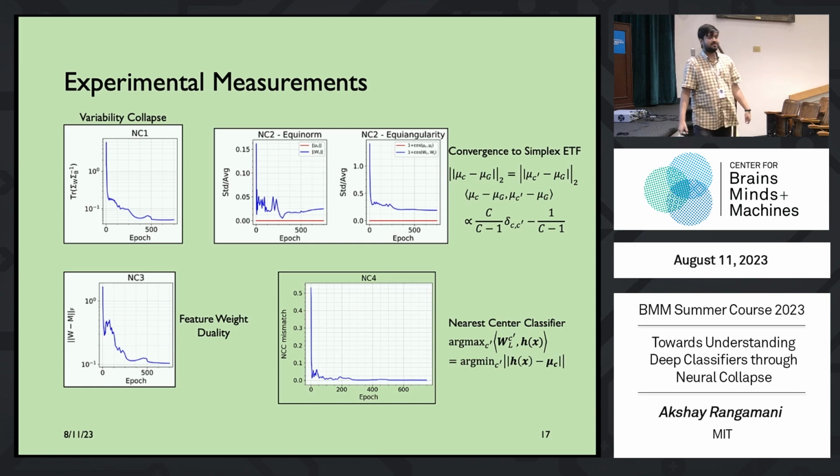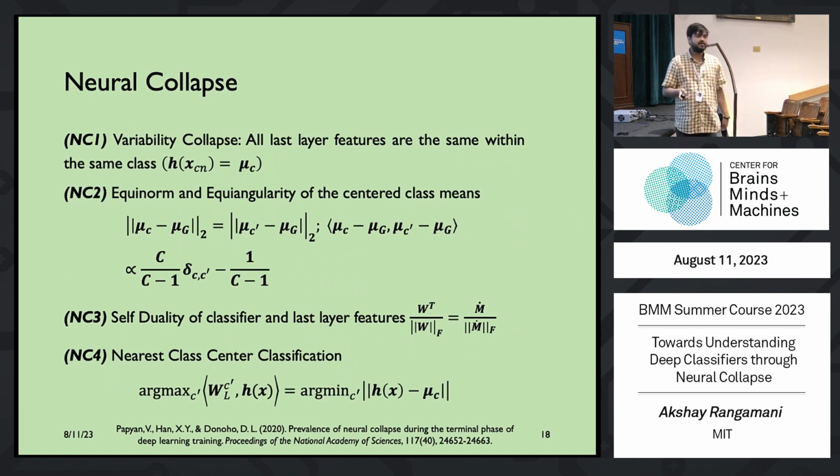Can you explain the feature weight duality? Yeah, I will show you what it means over here. So I showed you some pictures. What it means mathematically is that all of the last layer features, the first, variability collapse, corresponds to the fact that the within class covariance is 0, or in practice very, very small. The equinorm and equiangularity: we don't take exactly the class means, but the class means centered by the global mean. And if you look at their spread around the global mean, they form a simplex ETF.